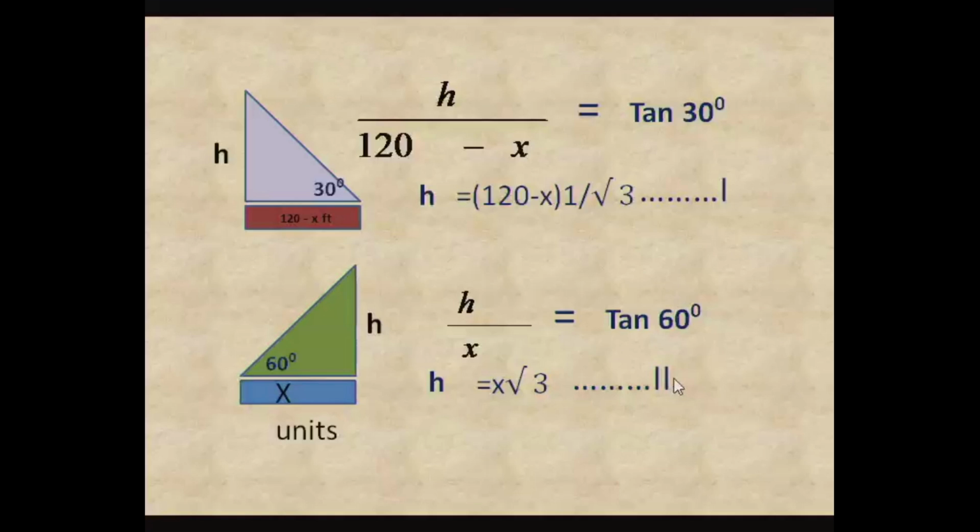Here, my dear children, observe equation 1, it is a quantity which is equal to h, and the second equation is also a quantity which is equal to h. Both are equal. Now, I am equating both the equations. (120 minus x) into 1 by root 3 is equal to x root 3.